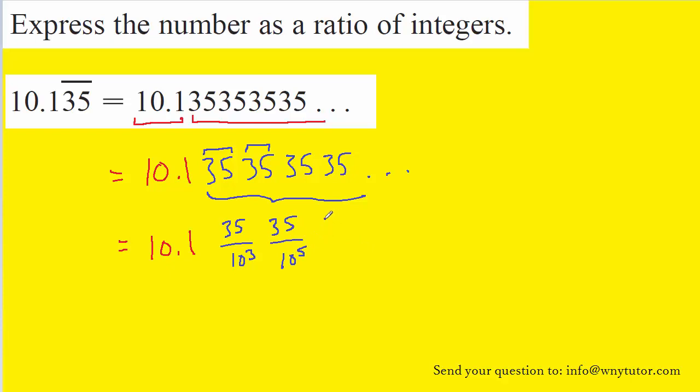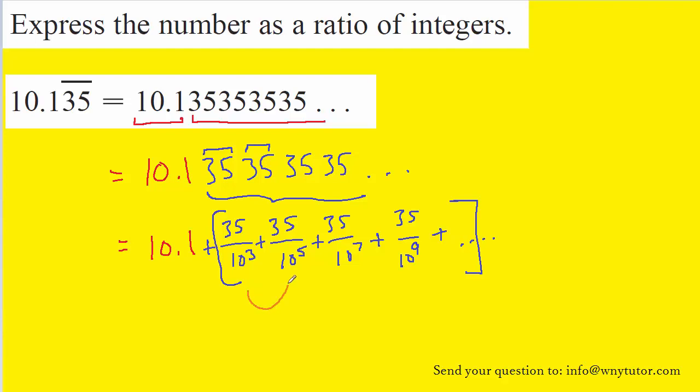Following this pattern, we're going to be able to write all occurrences of 35 in the following manner. And to link them together, we simply add them. And so this is just another way of writing the original number, and this still goes on forever. The purple portion here is an infinite geometric series.